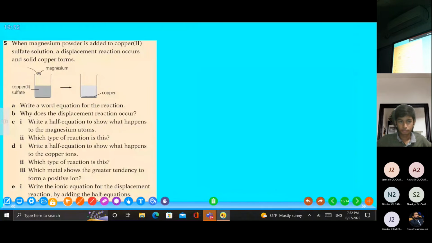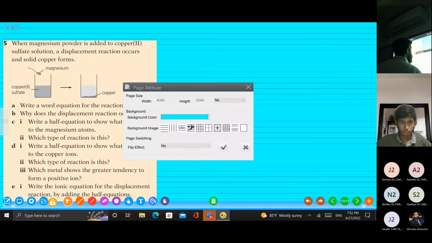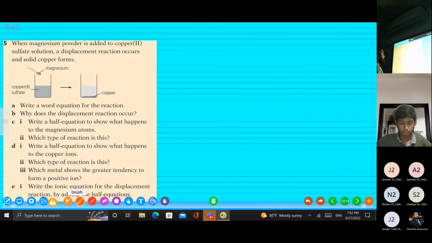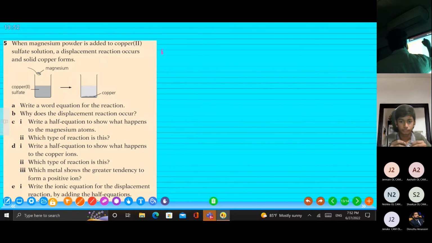Write the word equation. Now, normally in your Cambridge papers, they very rarely ask you to write a word equation, but there can be a situation where they can ask. So let me write this for you. According to this, you are reacting magnesium. Magnesium and copper 2 plus.